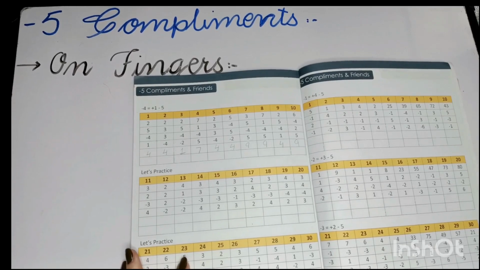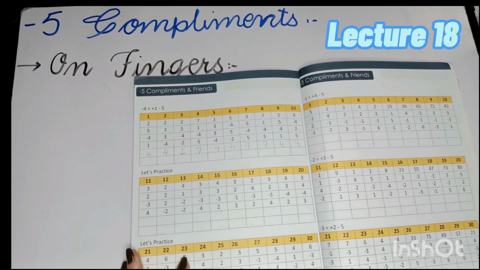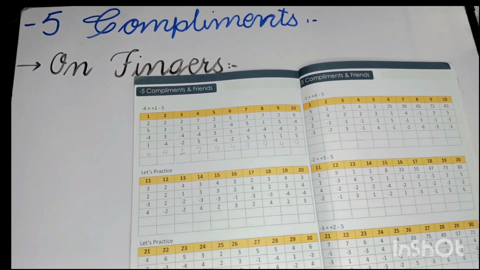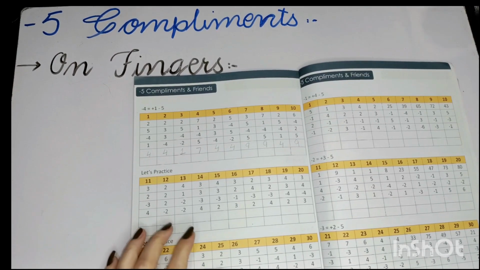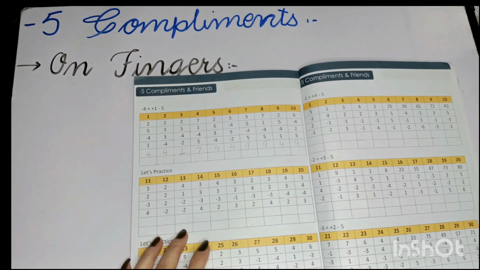Hi students, this is our lecture number 18, in which we are going to start the minus 5 complements on the fingers. I will tell you how to do calculation now on the fingers of the minus 5 complement.